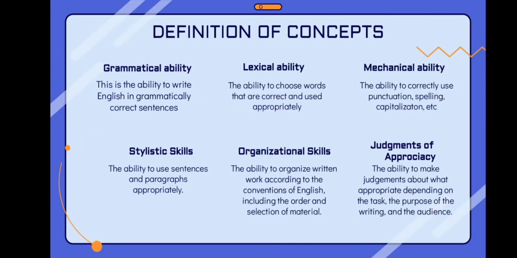Definition of concepts. Grammatical ability. This is the ability to write English in grammatically correct tense. Lexical ability. The ability to choose words that are correct and use them appropriately. Mechanical ability. The ability to carefully use punctuation, spelling, and capitalization. Stylistic skill. The ability to use sentences and paragraphs appropriately.